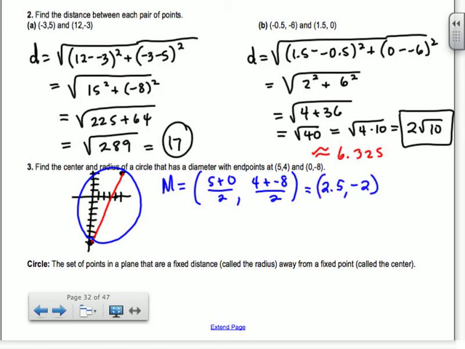Okay, and always look and see if that looks about right. 2.5, negative 2 looks pretty good on mine. If it's nowhere close, I would check your work. All right, so that's the center.